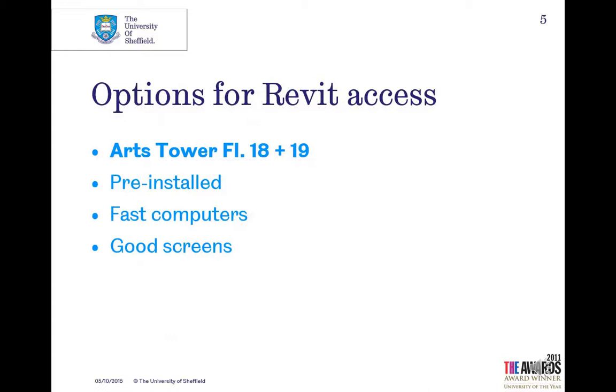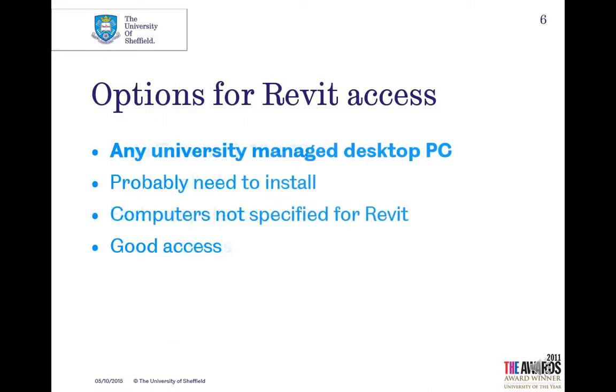But first option is to use the computer rooms here. Second option, any university managed desktop PC will have Revit, but you normally have to install it. So you have to go to the software, go to the programs, find Revit 2016 and click on the install, and it will install it to that machine. Those computers around the university are not really specified for Revit in terms of graphics cards, but they're okay. The benefit being that you have 24-hour access, information commons, the diamond. I think you can get in 24 hours now.